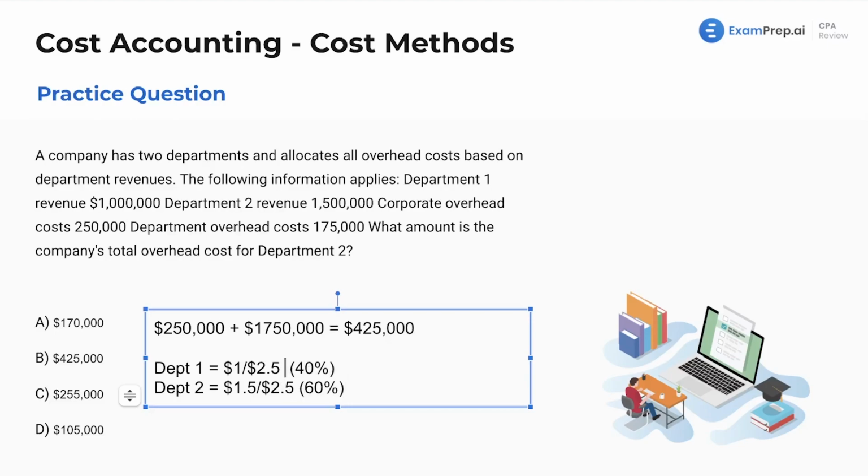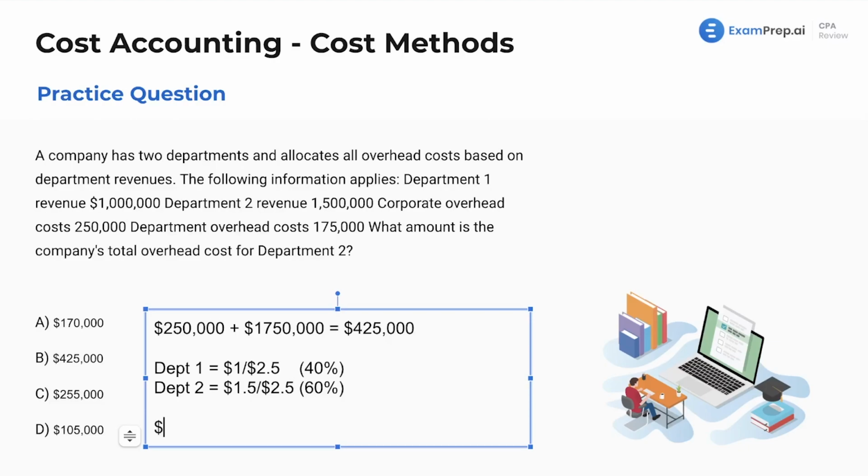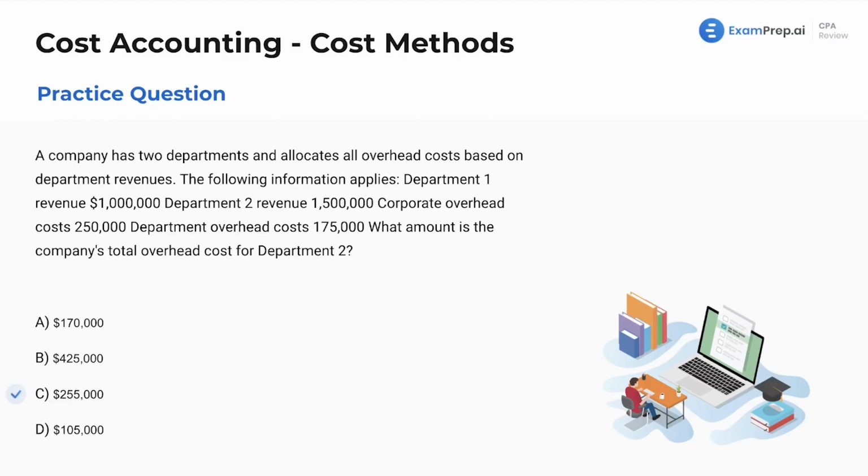Wonderful. What do we do here? Well, we're only concerned with Department 2. As such, Department 2 is getting 60% of the joint costs. It's allocating 60% of the joint costs to Department 2. Finishing this out here, we're saying 425 times 60% equals $255,000. Final answer is going to be letter C, $255,000.